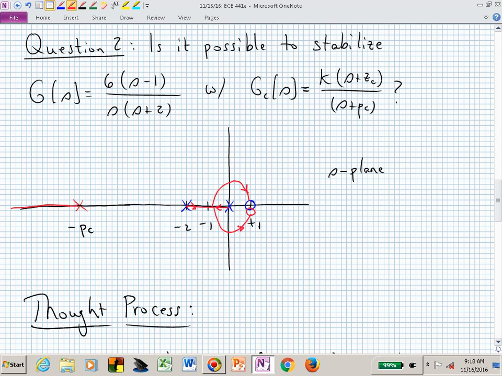At k equals 0, where am I? I'm at 0, minus 2, and minus p sub c. As I crank up the gain k, am I stable? If I crank up the gain a little bit, this guy's there, this one's there, and this one's there. Are those three in the left half plane? So I am stable. I crank it up a little bit more, the gain, and now I have to change symbols. Let's say I'm now squares.